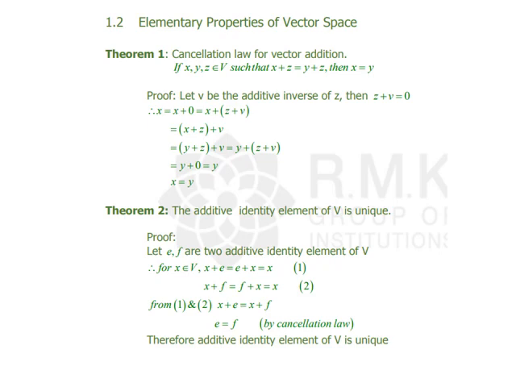So I am able to get z plus v as 0 to give me y plus 0. But y plus 0 is y, therefore x is equal to y. So this is what we call the cancellation law for vector addition.